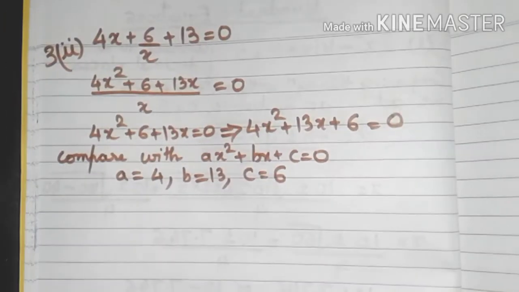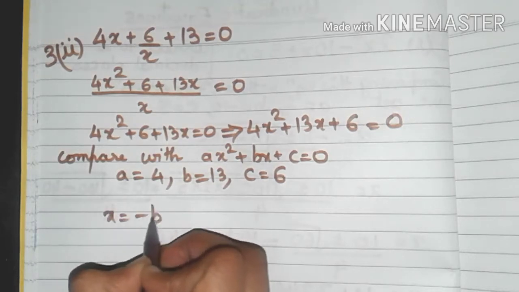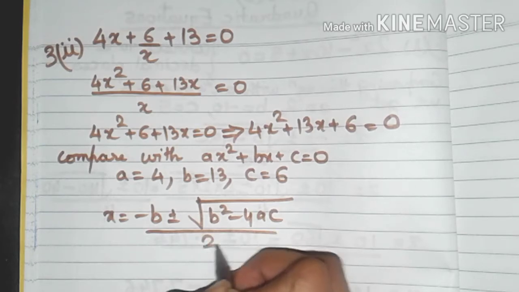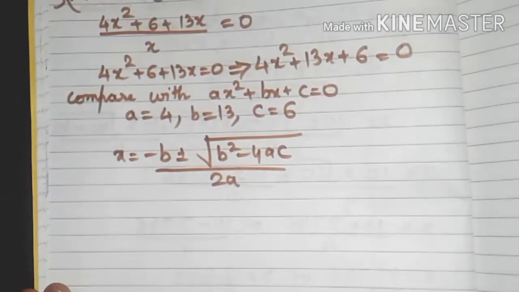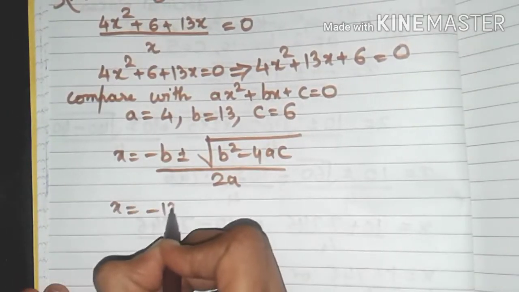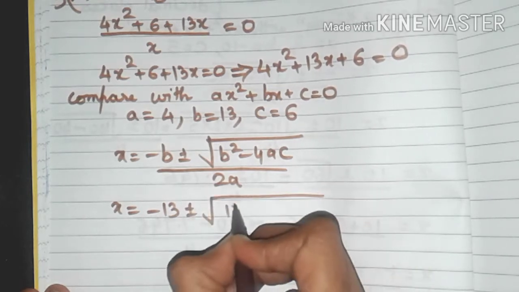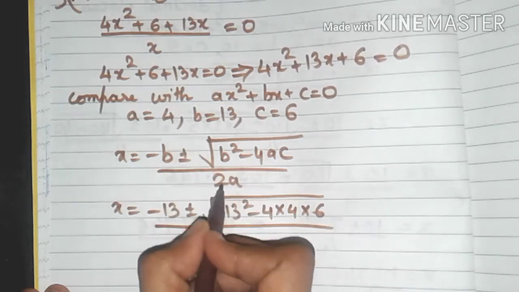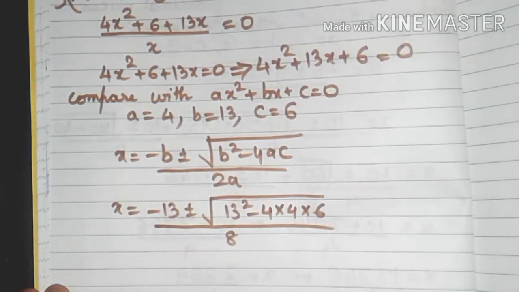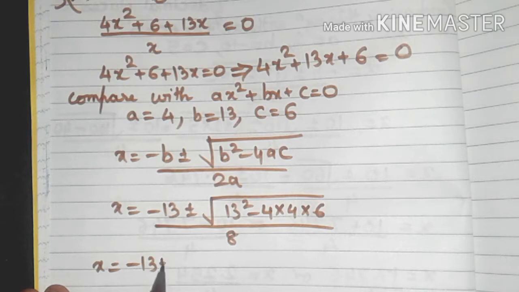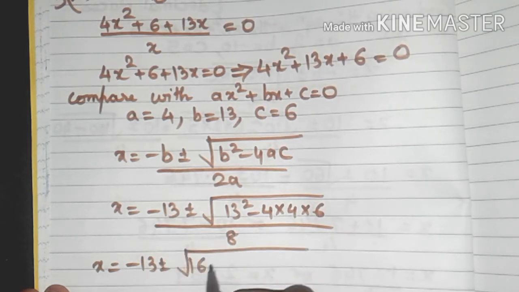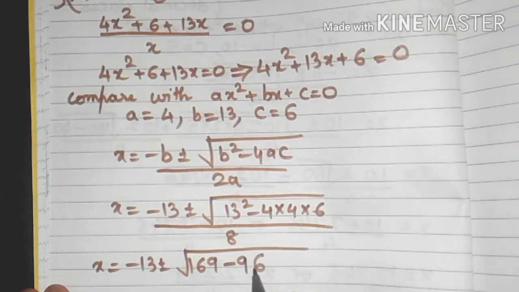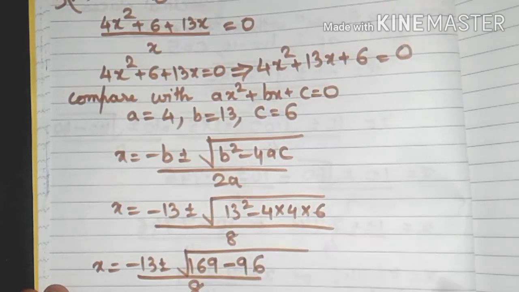So let's substitute. Minus b upon 2a. So minus b, that is minus 13, plus or minus root of 13 square minus 4 into 4 into 6, divided by 2 into 4. That is 8, right? So this is 169 minus 4 into 4 into 6, that will give us 96, divided by 8.